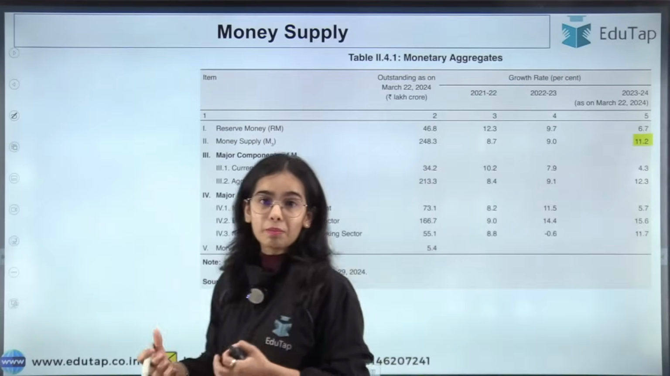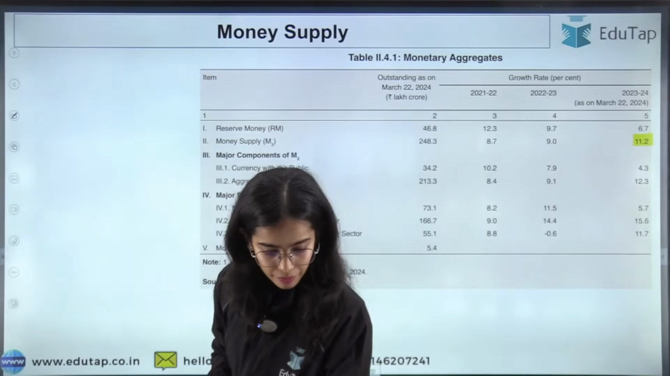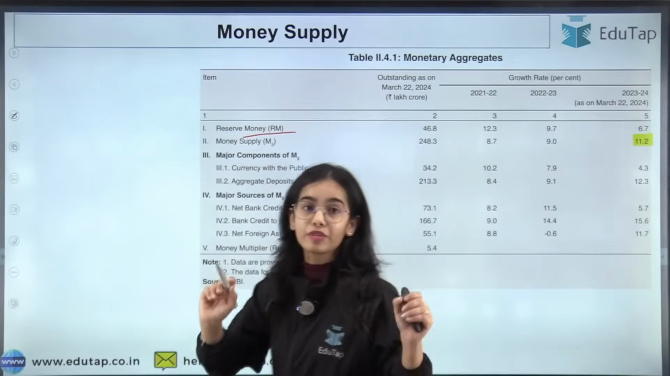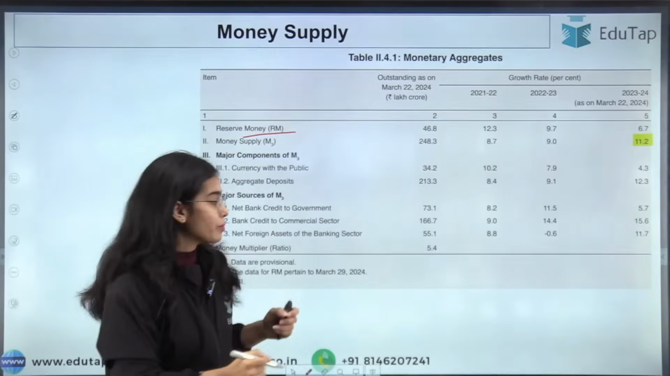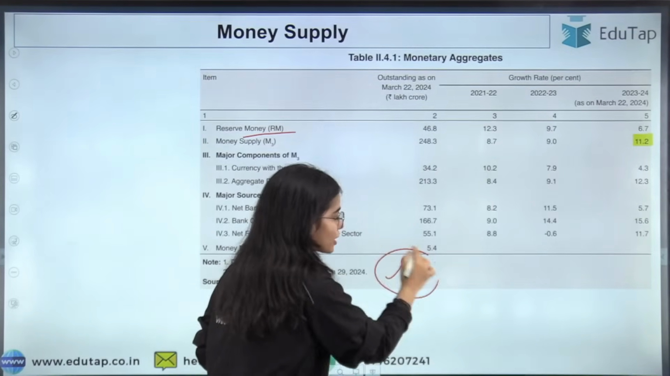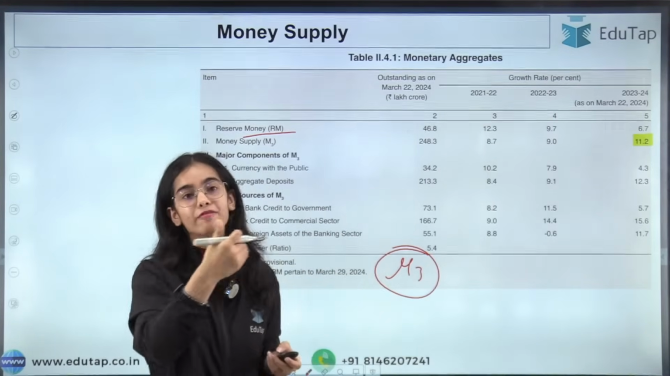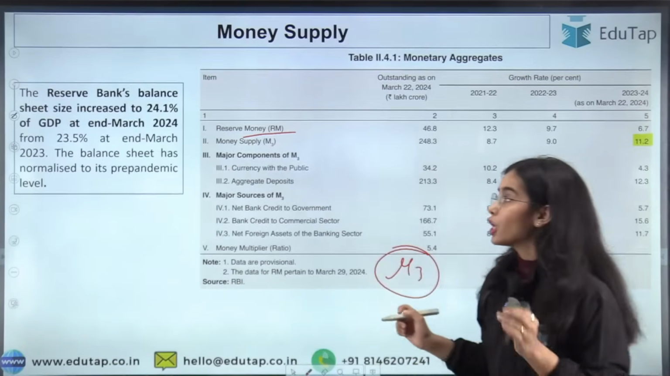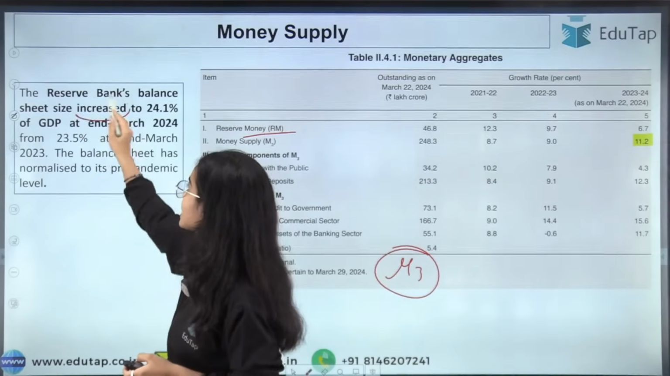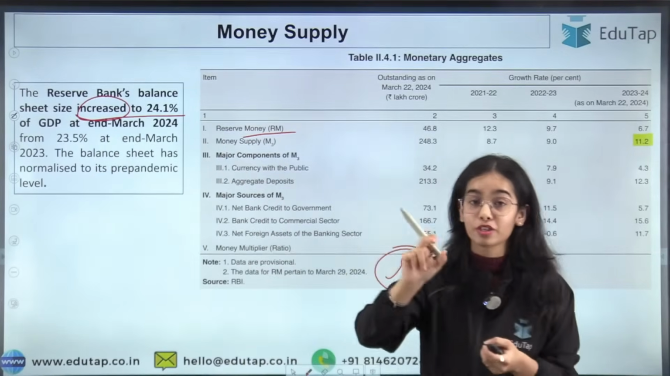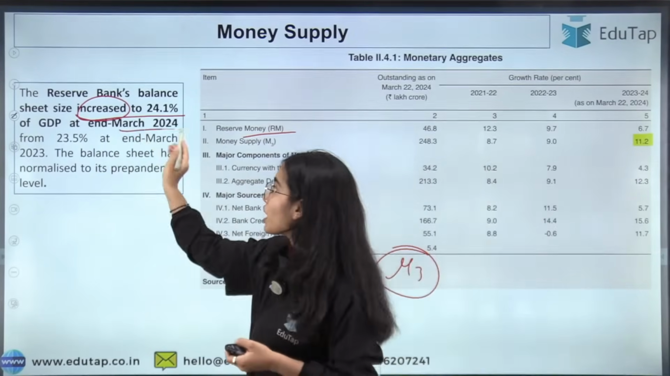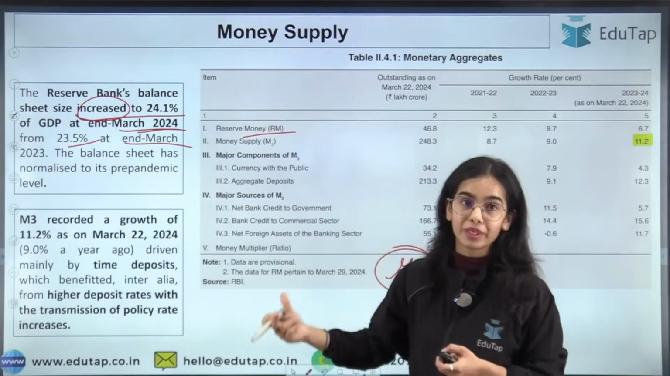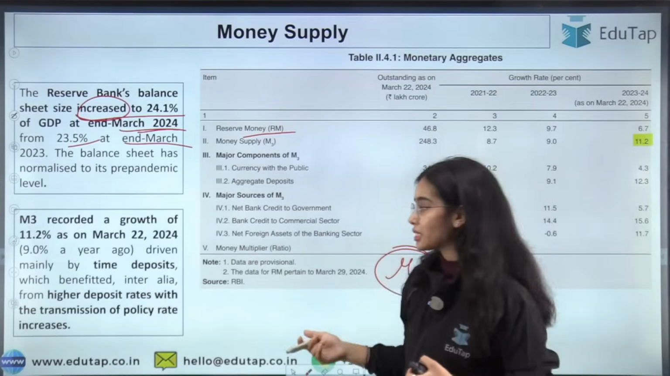Now coming to the money supply. So this is what we have to discuss now. If we see the money supply, that is M3. M3 is taken as the money supply. There are different measures of money supply, M1, M2, M3, M4. M3 is taken as money supply in our country. So the Reserve Bank's balance sheet size has increased to 24.1% of GDP at the end of March 2024 from 23.5% at the end of March 2023. So this is also because of the money supply.